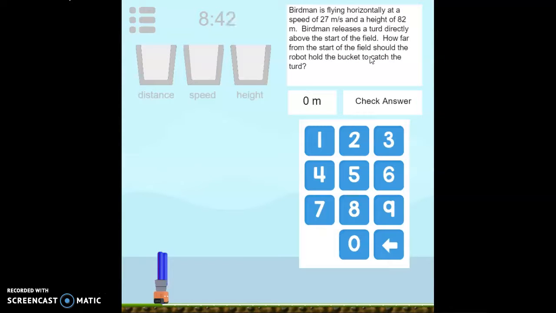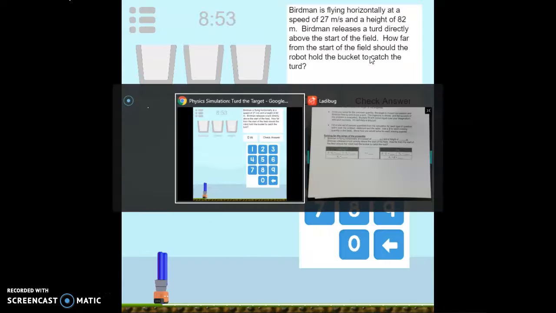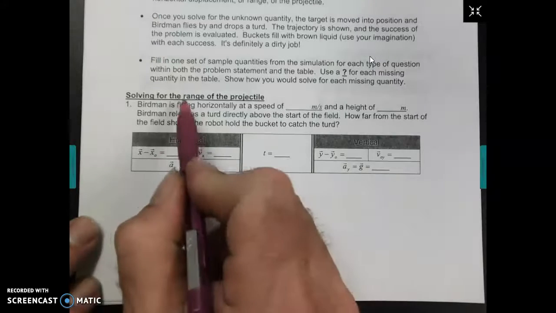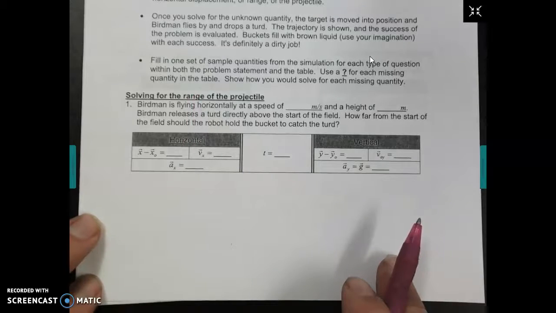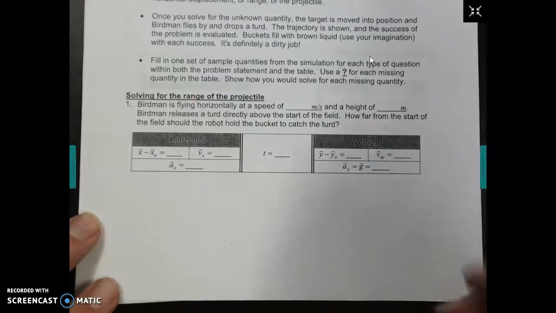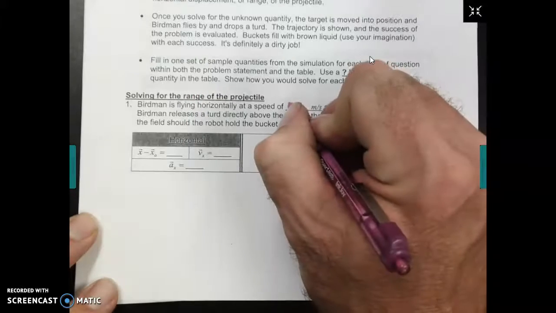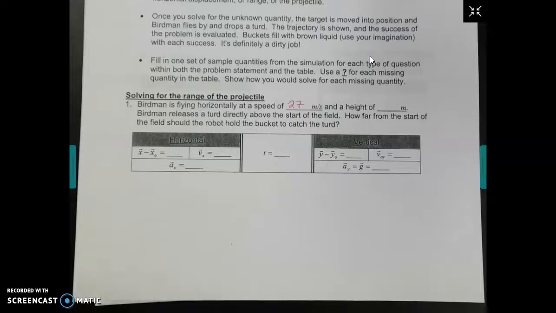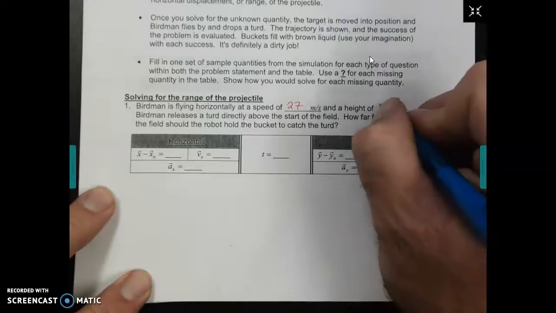Okay, so we're given a couple pieces of information here that's going to help us. We've got an initial speed, 27 meters per second, and again, that's horizontal speed, and then we've got a height of 82 meters. All right, so I'm going to go to my handout here. We're working problem one that deals with the range of a projectile. That's the distance. We were told in this problem that the speed is 27 meters per second. So I'm going to record that value there in the problem, and then the height we were told was 82 meters.